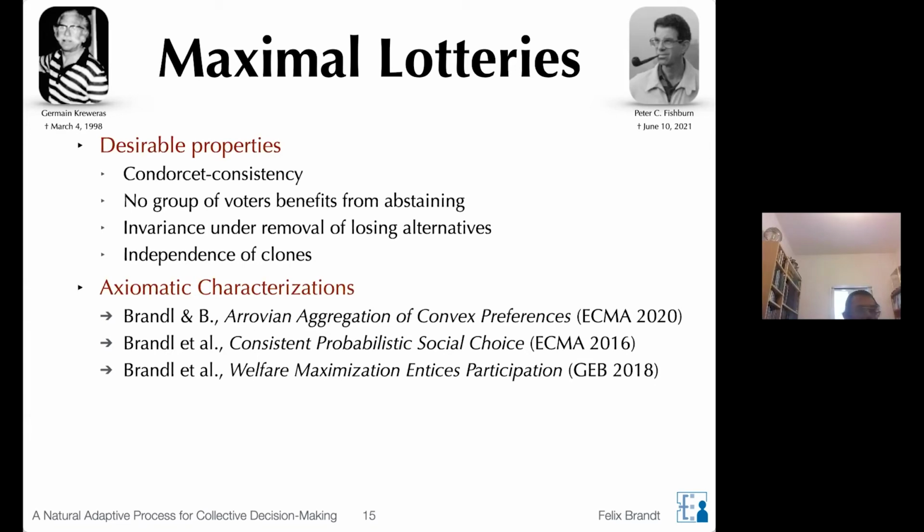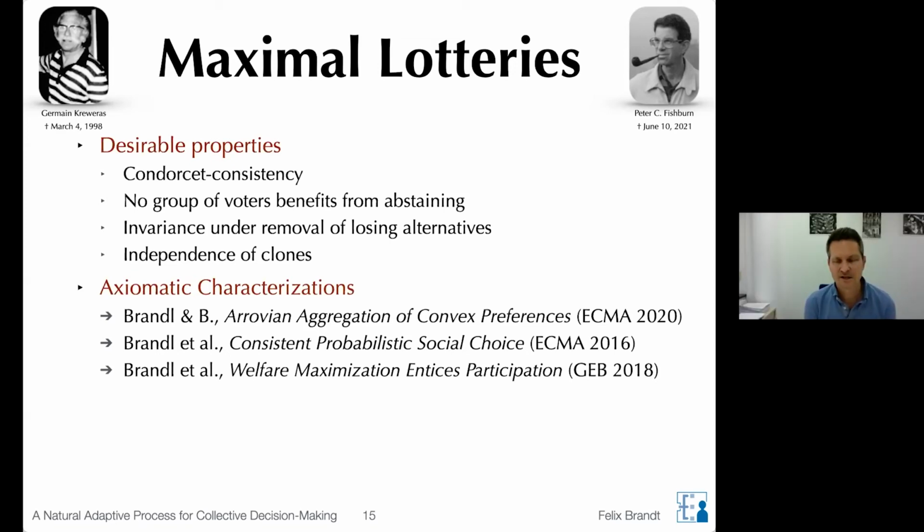You mentioned that if there is a Condorcet winner, it is the unique maximal lottery, but if not, then it is maybe not unique. Yes, good point. So if there's no Condorcet winner, you can have in principle several maximal lotteries, but they are almost always unique.